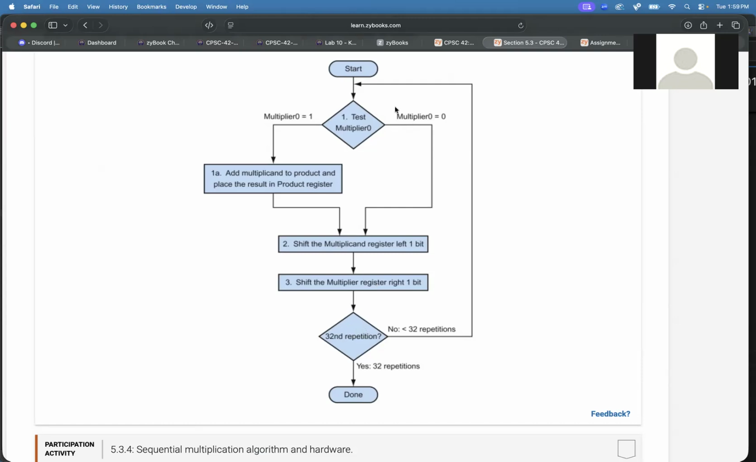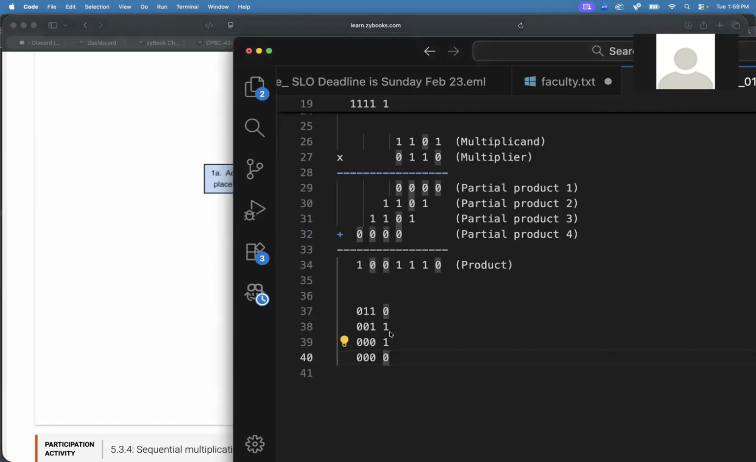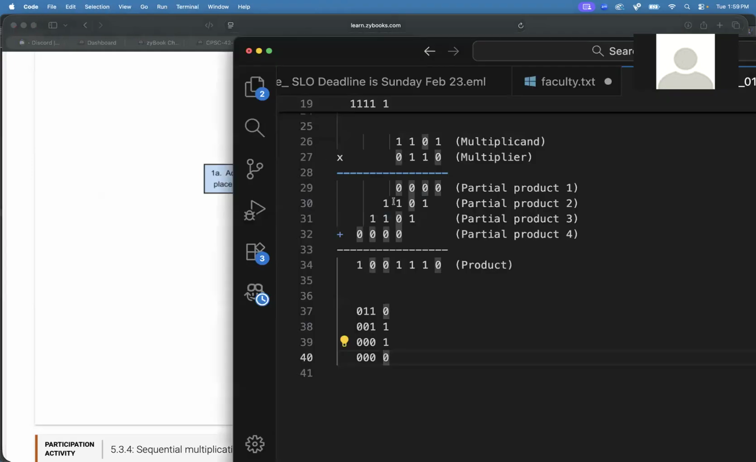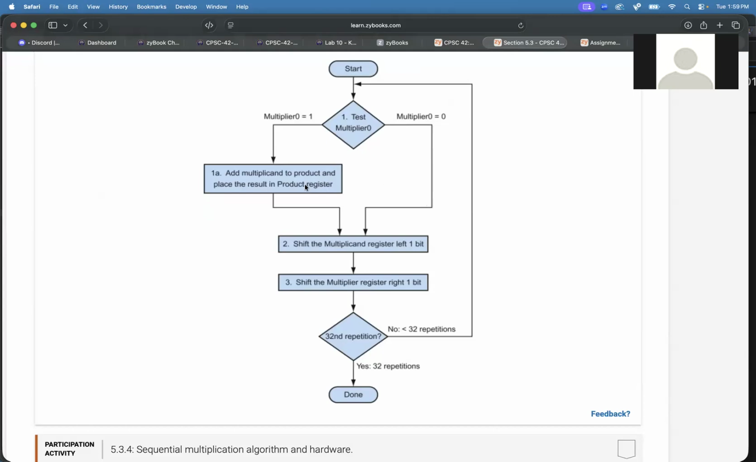If we're not, we go back up here. Then you look at the next bit. So we'd be looking at this bit, the 1. If it's 1, we go this way. This time you have to add the multiplicand to the product. So that's why you'd be adding the 1101. Then you shift the multiplicand, shift the multiplier right, check if we're done.